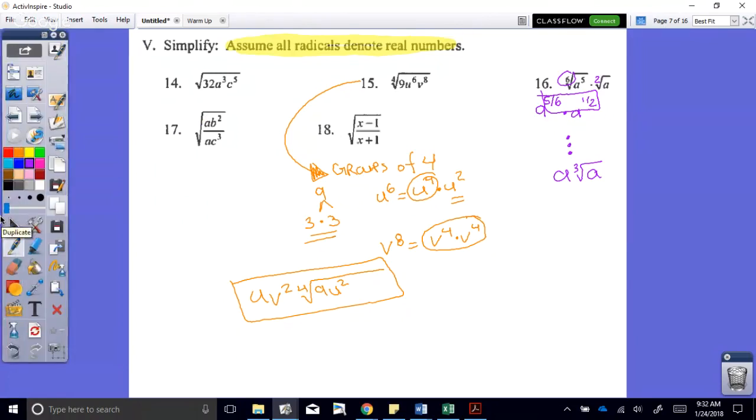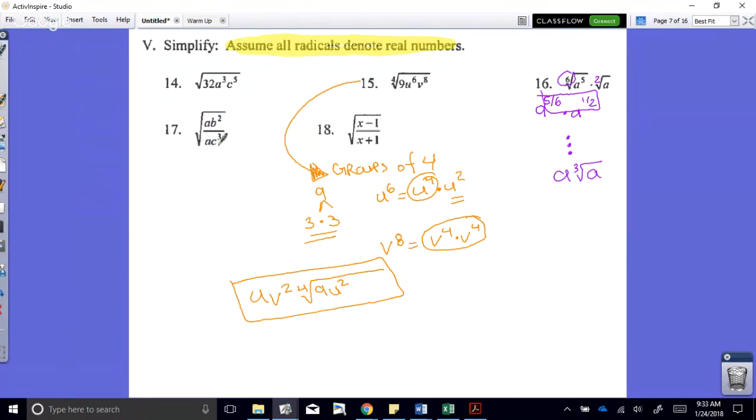Okay, 17. First thing when you're dividing, I want you to see if you can simplify. So first thing I notice is that those a's are going to cancel. Second thing I'm looking for is to bring out groups of 2. So I now have the square root of b squared over the square root of c to the 3rd. The square root of b squared just becomes b. Well, c to the 3rd is a c squared times another c. One c comes out, so all I'm left with is the square root of c.